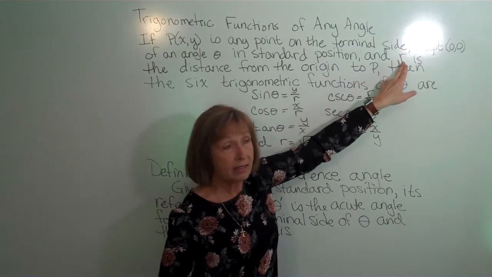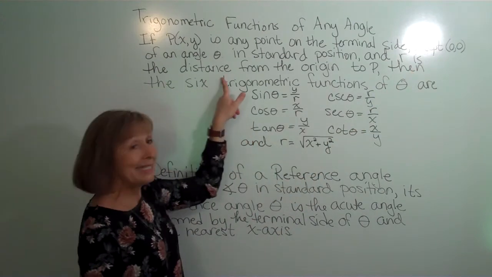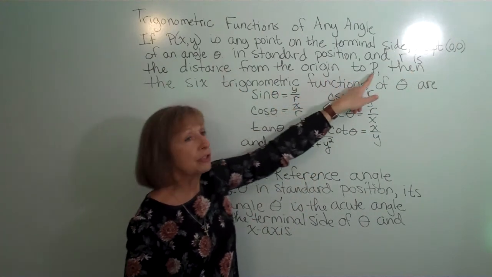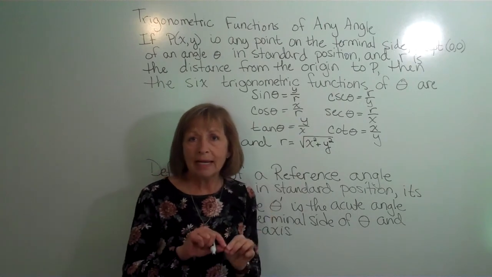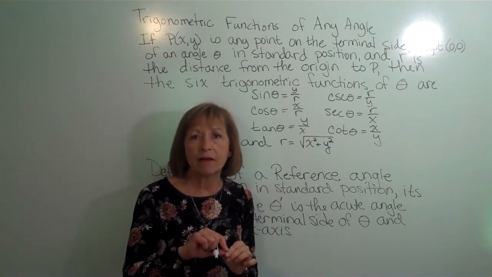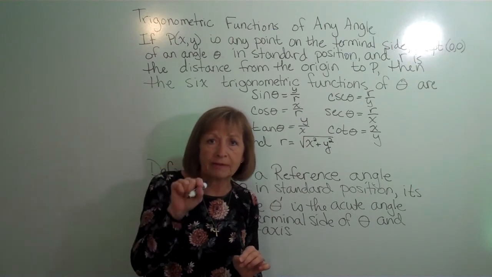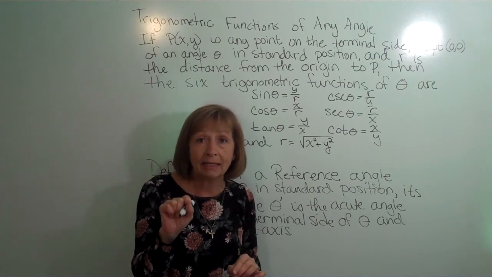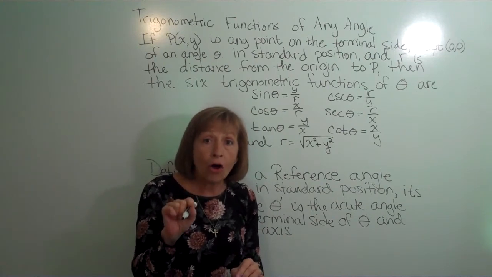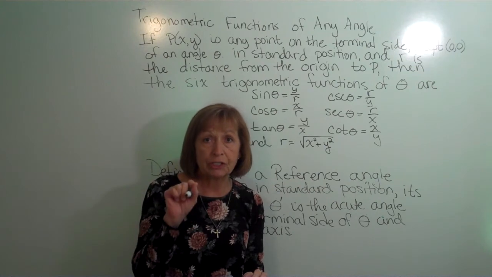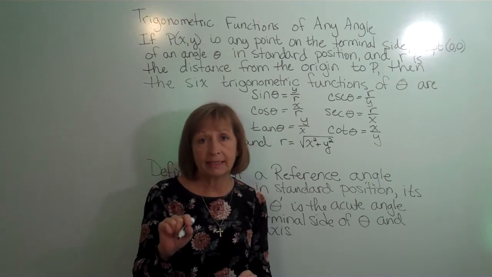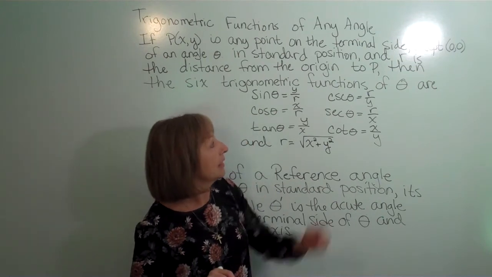And r is the distance from the origin to the point. So you might have that terminal side of the angle going further along, but they give you an ordered pair of a point on the terminal side. r is the distance from the origin to that point on that terminal side.